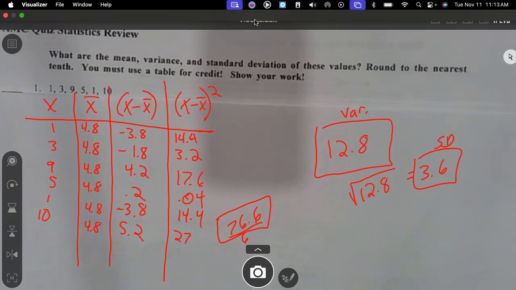Our thing says you must use the table for credit. Number 1 says that. It does say that, so you have to do that. It says it on the quiz too. You can check it with your calculator to make sure it's right. Or we can just scratch it out and just put it.